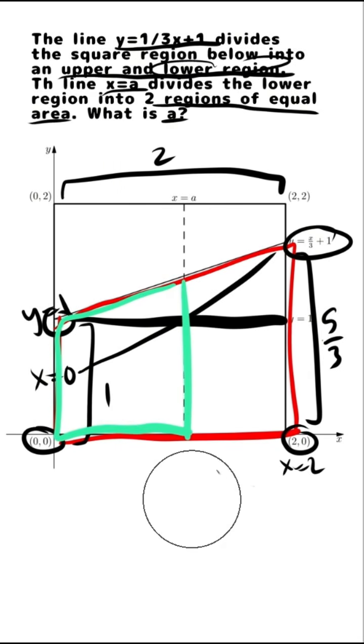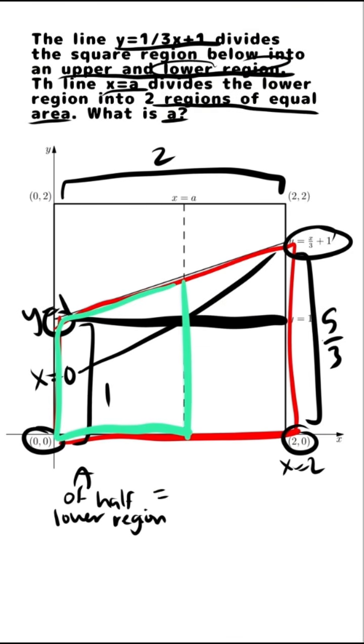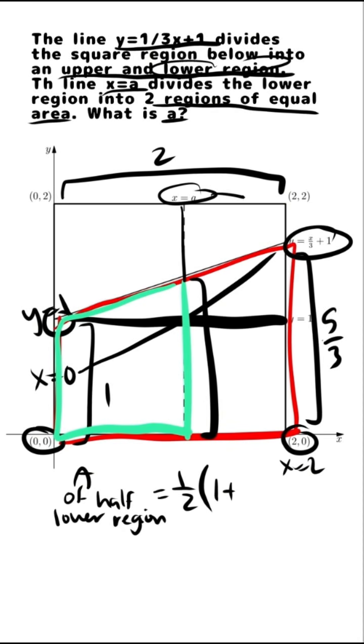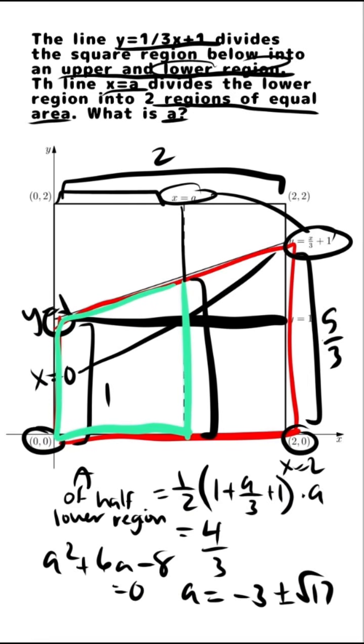Then we can divide this by 2 and get 4/3, which has to be the area of the main green trapezoid, which was the red one split by x equals a. Now we can make an equation for half of the area of the lower region, which is half times 1 plus the length of the other base, which is at y equals 1/3 x plus 1 when x equals a. Plugging this in, we get our length of a divided by 3 plus 1. Then the height is a, and we know that this has to be equal to 4/3. Solving this, we get the quadratic a squared plus 6a minus 8 equals 0, and a equals negative 3 plus or minus square root 17, but it must be plus since a has to be positive.